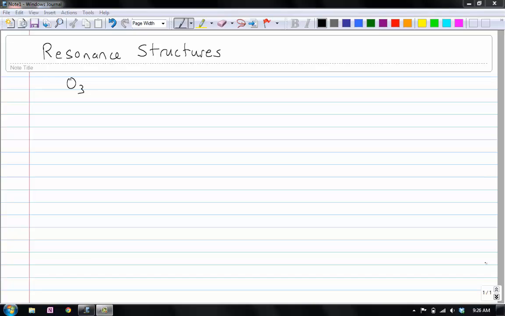So let's see an example, and that will set us in motion for understanding more about resonance structures, and then in class, possibly even learning how to determine the best Lewis structure for a molecule when there are resonance structures. That can be done sometimes. So let's look at ozone to begin. Here's ozone.